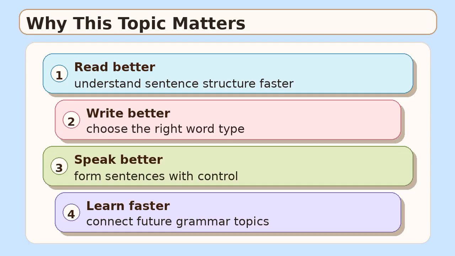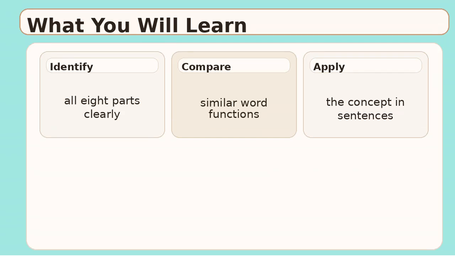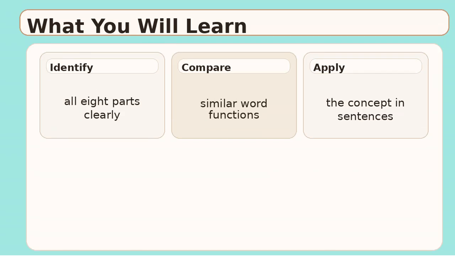Many learners memorize definitions, but they still feel confused inside real sentences. Parts of speech solve that problem. They help you see how words work together, how meaning is built, and why some sentence patterns sound correct while others sound weak or wrong. By the end of this lesson, you will be able to identify the 8 main parts of speech, understand their jobs, compare confusing word classes, and test yourself with practical examples.